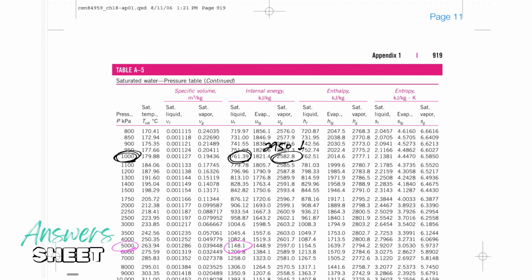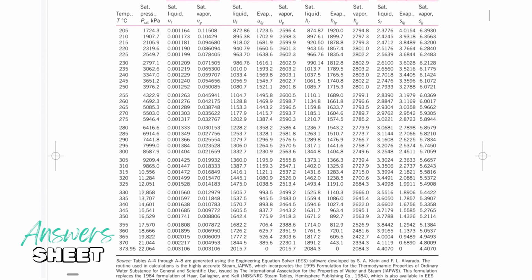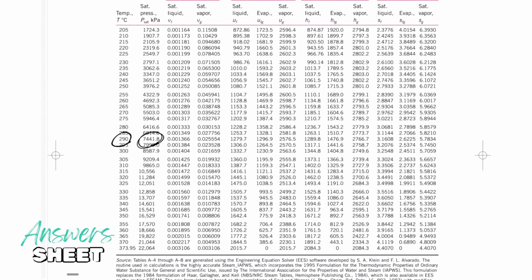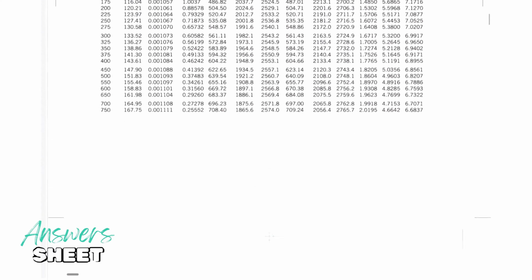If your h is too high, it's superheated. If your entropy is too high, it's superheated. If your specific volume is too high, it's superheated. If your temperature is too high, it's superheated. The only one that's a little counterintuitive is your pressure. If you're at a temperature table, and if your pressure is lower than that, that is what makes it superheated. All right, so anyway, our u is too high.